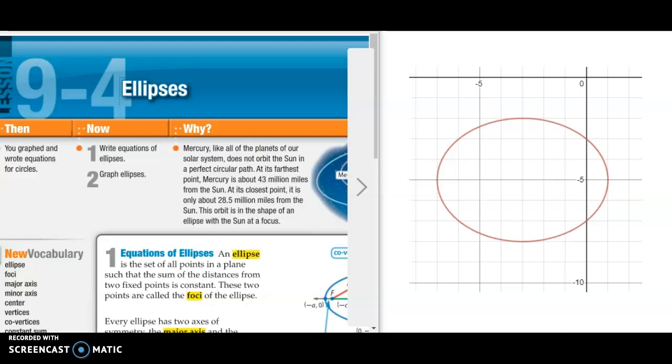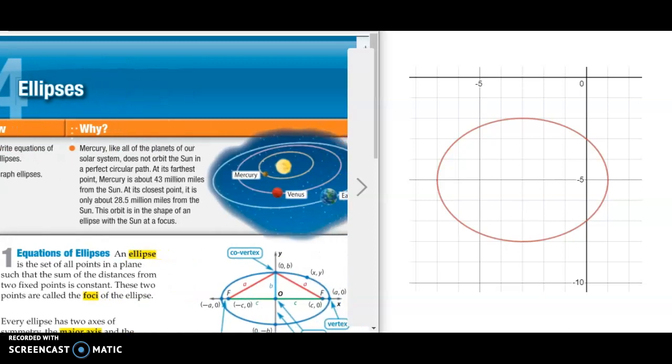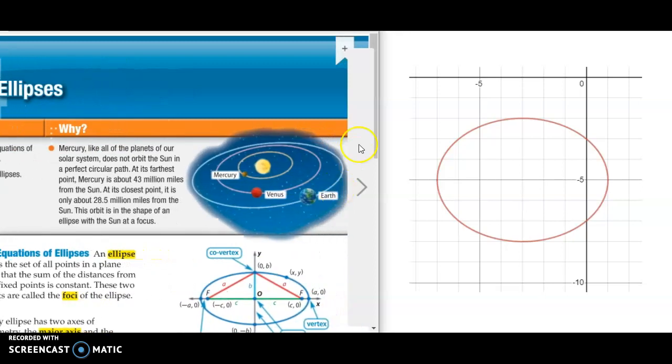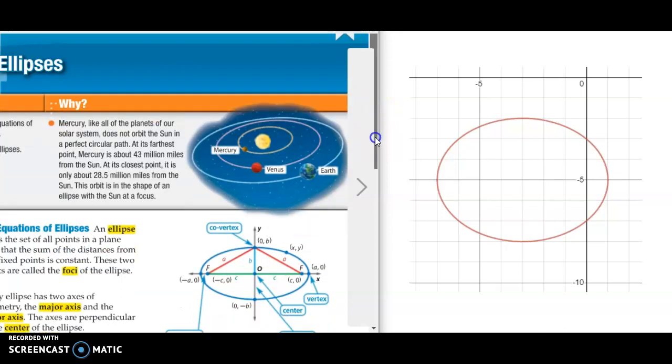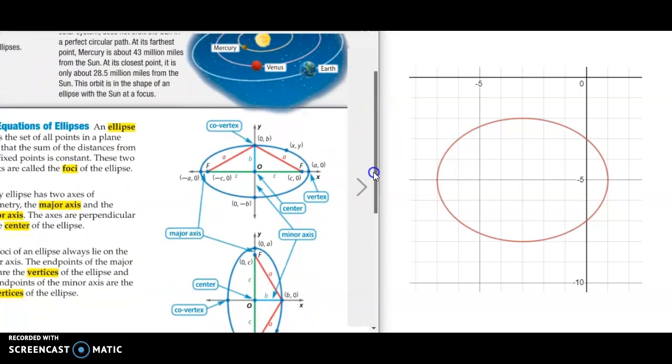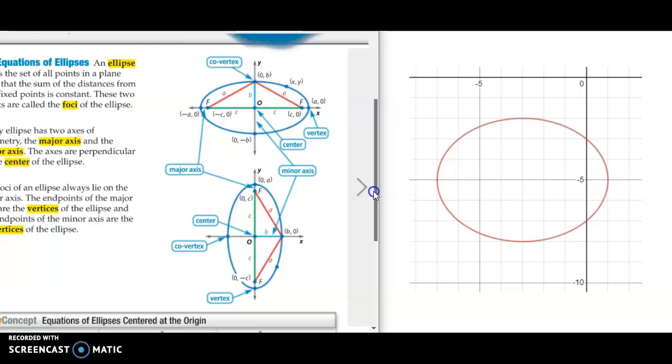So next up with 9-4, we get to talk about ellipses. Ellipses are going to be kind of that oval shape that we see, and they can be either oblong sideways or oblong vertically, or horizontally and vertically is what I should be saying.